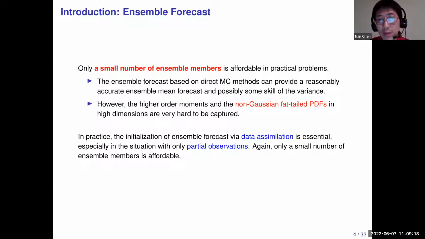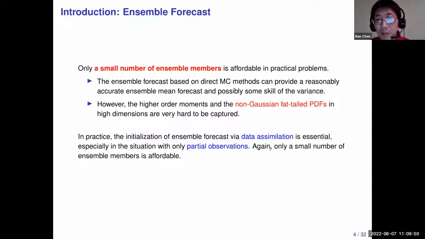We also need to keep in mind that the forecast itself is important. However, before we do the forecast, we have to do the initialization of the ensemble forecast. Then we have to do data assimilation, otherwise we do not have initial values. In practical situations, usually we only have partial observations, which means we have observations for some state variables, which are noisy, but we also need to recover those state variables which are not observed. So that's why data assimilation is required.